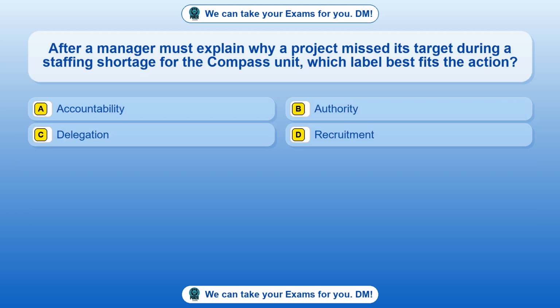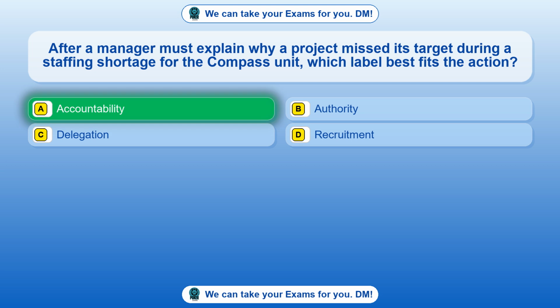Question 74. After a manager must explain why a project missed its target during a staffing shortage for the compass unit, which label best fits the action? Option A, accountability. Option B, authority. Option C, delegation. Option D, recruitment. The correct answer is option A, accountability.